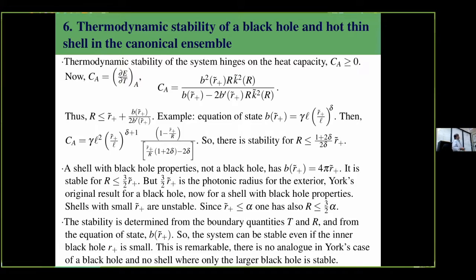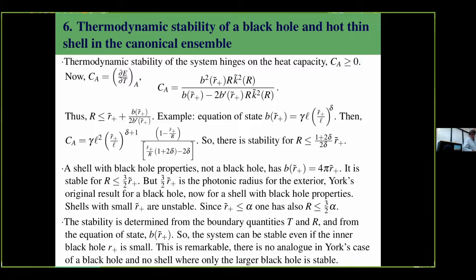For instance, you can say, let's give an equation of state, which is a power law. These quantities here are determined by the matter in the shell itself. Then you get this heat capacity, and so you find that there is stability if R is less than (1 plus 2 delta) over (2 delta) R plus tilde. Okay? So depending on delta, R, the radius of the reservoir can be as big as you want.